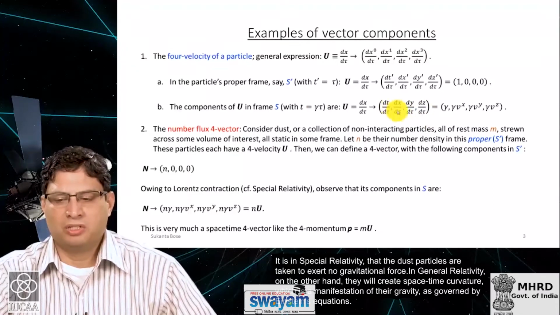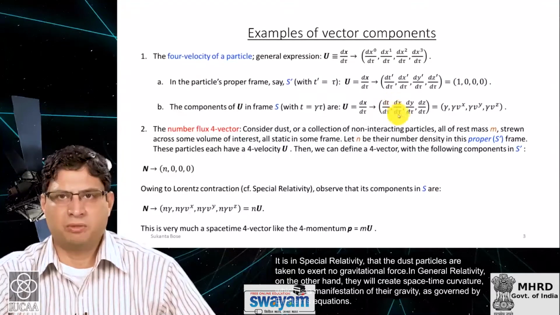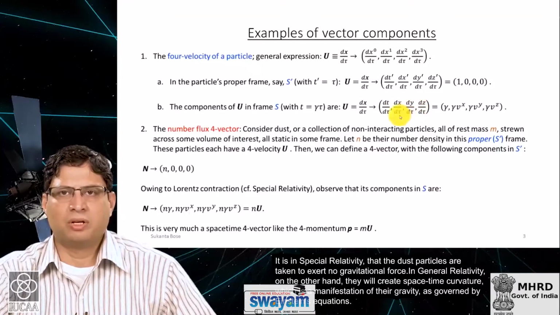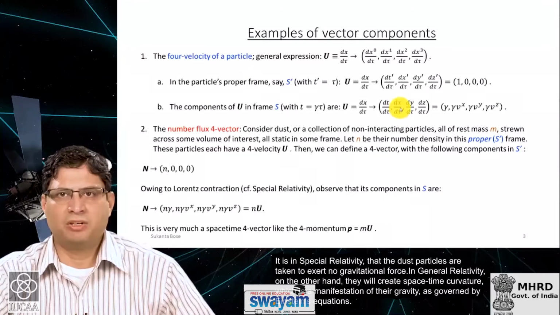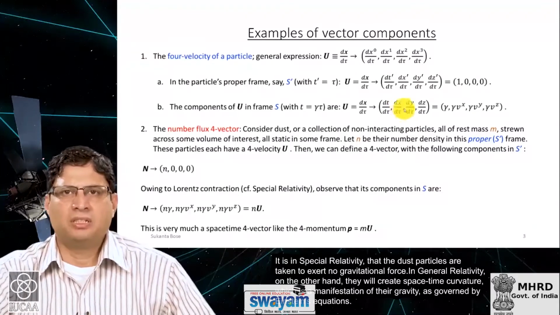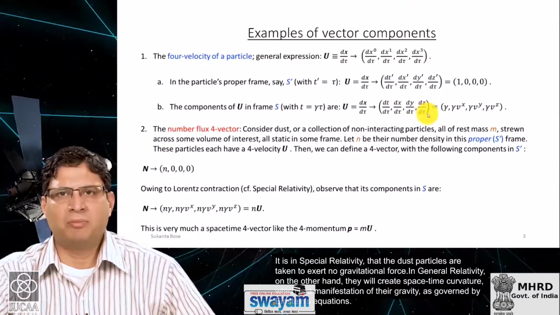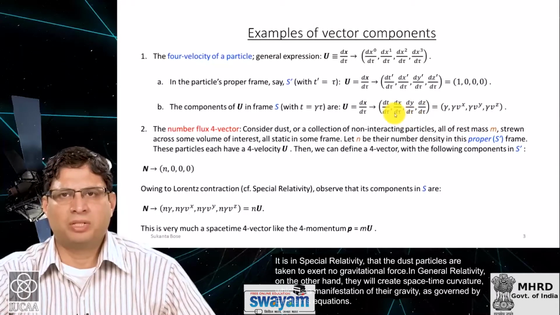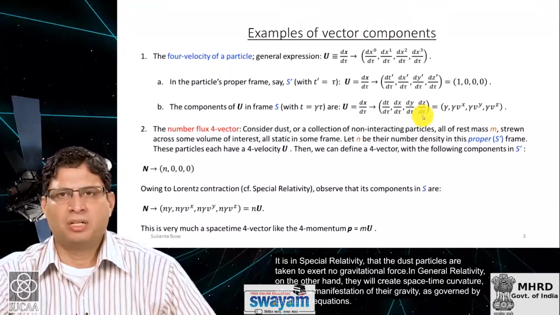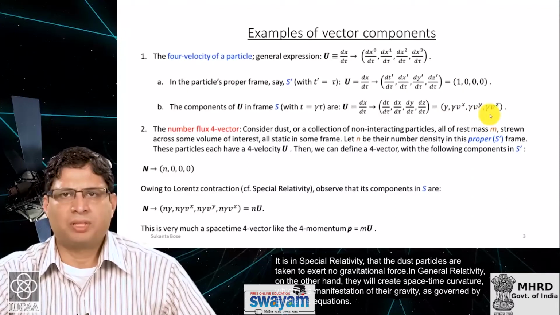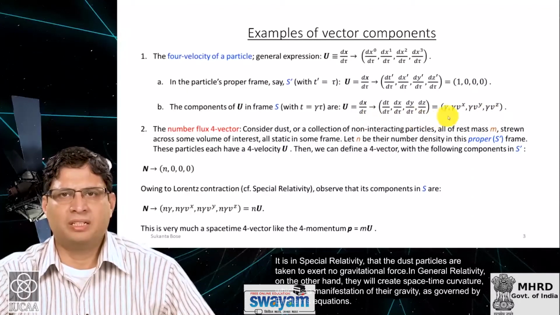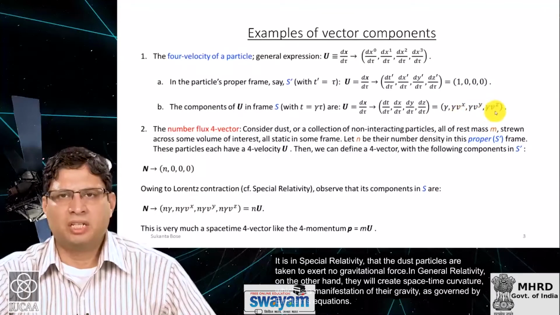So, you can use the chain rule to flesh out the proper time derivative of the spatial coordinates and express them in terms of the ordinary derivatives dx by dt, dy by dt, and dz by dt. But that then brings this prefactor of dt by d tau in all of them, which is nothing but gamma. So, that is why you see the presence of gamma in all of these components of big U. The others Vx, Vy, Vz are just dx by dt, dy by dt, and dz by dt.